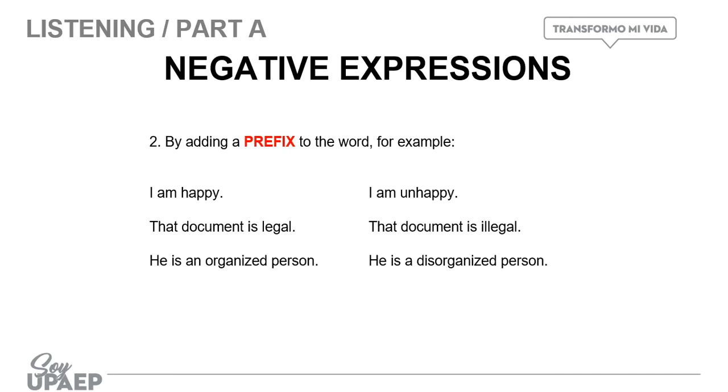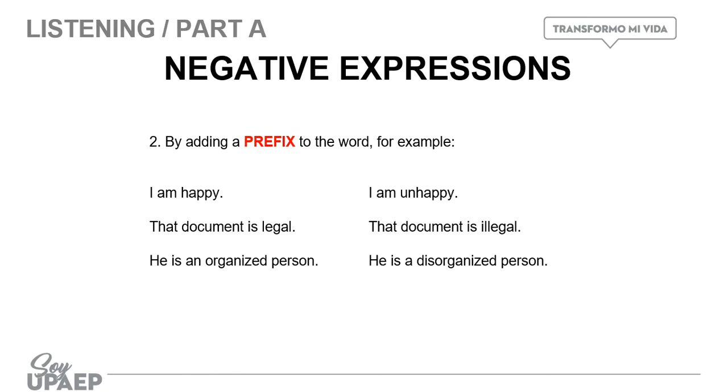The second case is by adding a prefix to the word. Now this happens a lot with adjectives, no? So for example, I am happy, I am unhappy. If you notice, we added the prefix un to happy in order to make it negative. In that case, the sentence means that I am sad. The second, that document is legal. No? We added the prefix il to legal in order to make the sentence negative. It says that document is illegal. It means that it is not legal.